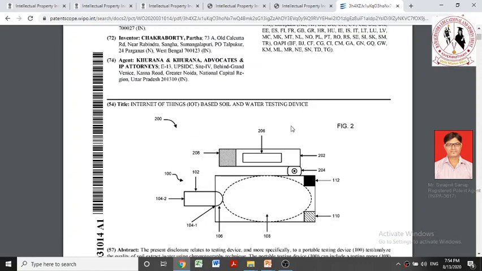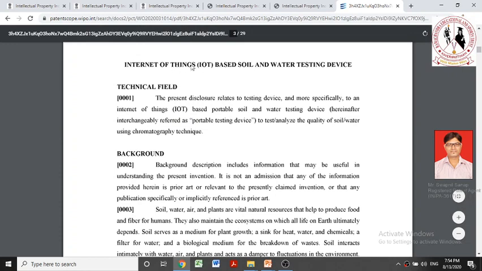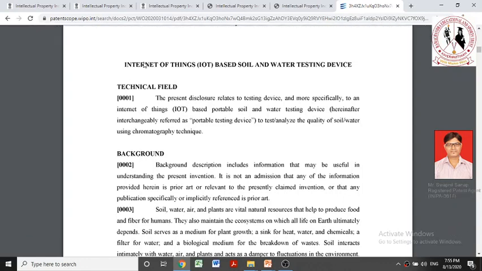Even the title he has given, it is not even more than I think 8 to 10 words. 1 2 3 4 5 6 7 8 9 10. So maximum 10 words he has used. So he has tried to comply with all the requirements of the patent office. What the requirements are and which section indicates them would be discussed in tomorrow's session, but at the moment what is important for you to understand is this particular important section here.